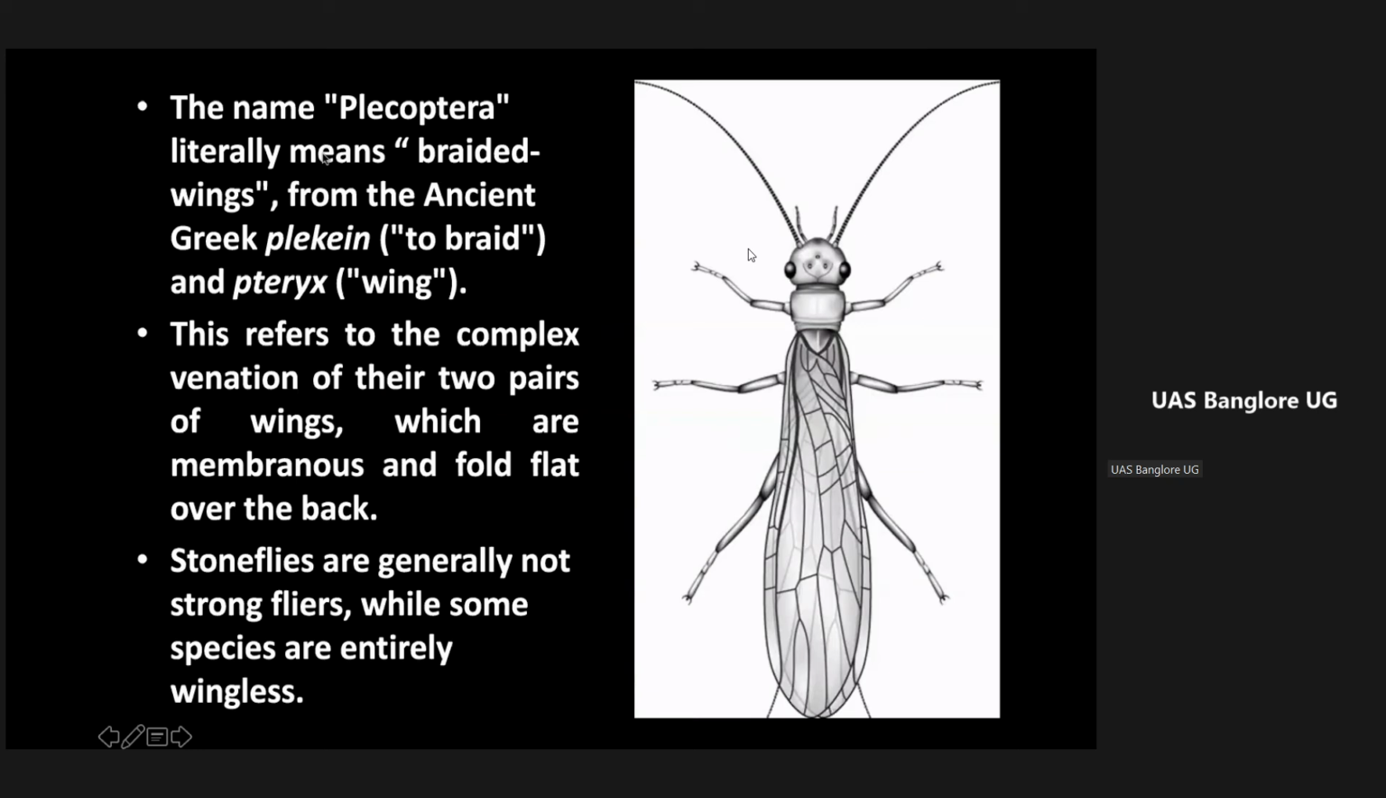The name Plecoptera means braided wing, from the ancient Greek word plekein, to braid. Ptera means wing. Braided means they are folding; their wings are folded. Because of that, we call them braided. This refers to the complex venation on the pair of wings. So they have complex venation and also folded wings. Because of that, we call them Plecoptera.